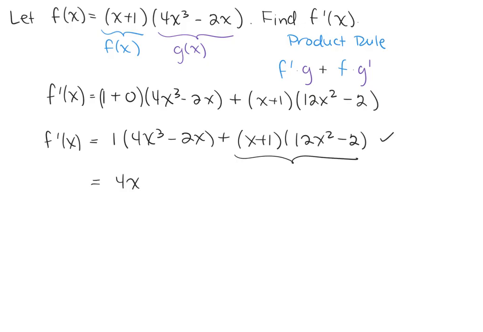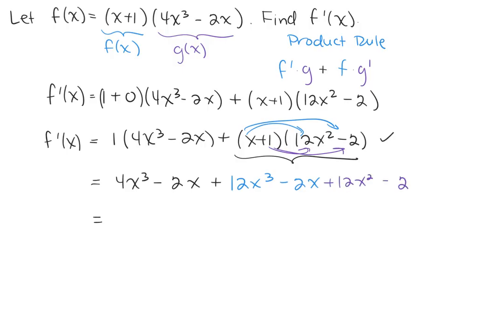So I've got 4x to the third minus 2x plus, and here I'll go a little bit more slowly. We've got x times these two terms there, so that gives me 12x to the third minus 2x, and then we've got 1 times those two terms in there, so that gives me plus 12x squared minus 2. And then let's combine all of our like terms.